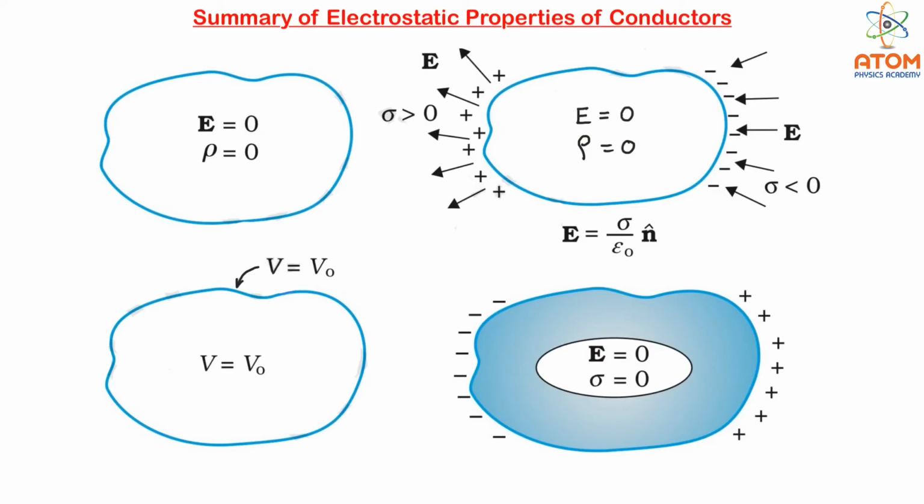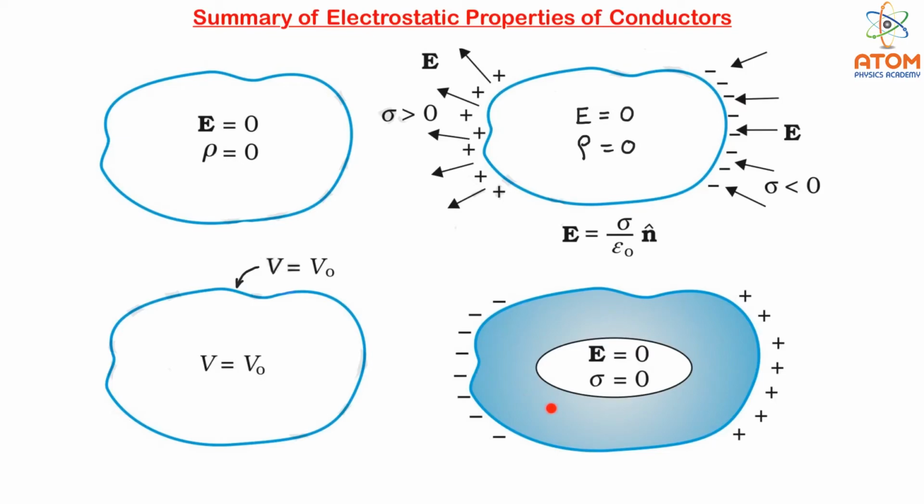charge density is 0. In this third figure, we can see everywhere inside this conductor the potential is constant, V is equal to V0, as well as on the surface the potential is the same, V is equal to V0.